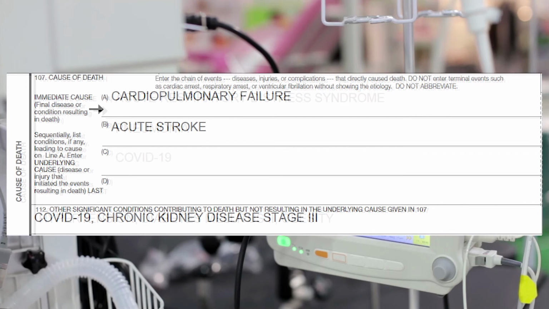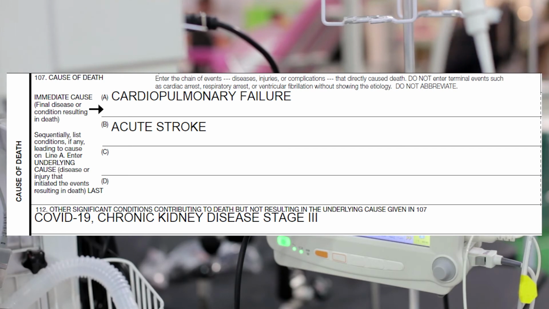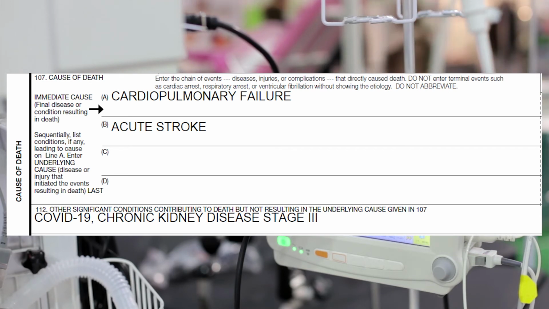The third example is an 80-year-old whose final cause of death is listed as cardiopulmonary failure due to acute stroke. Other significant conditions that contributed to death are COVID-19 and chronic kidney disease. And all 3 of those are counted as a COVID death.